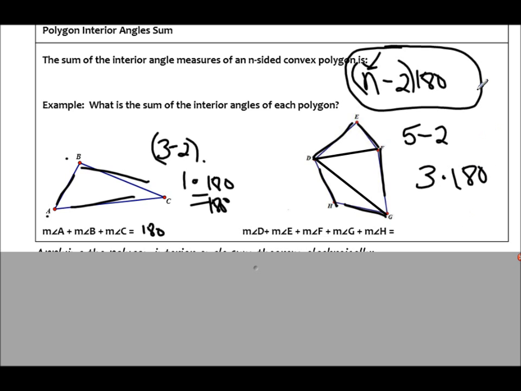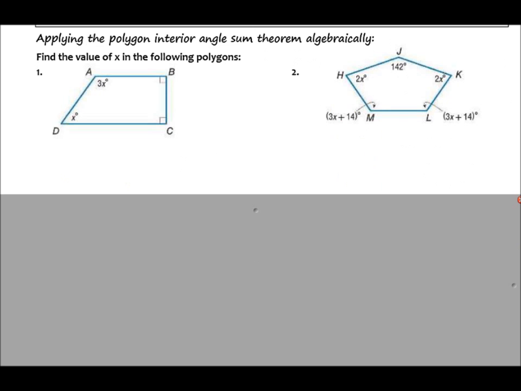So 3 times 180 is going to give me 540 degrees. Okay, now we're going to have to apply that theorem algebraically. It's just like a triangle. When you had the interior angles labeled in a triangle, we always took the 3 angles, we added them together, and we set them equal to 180 degrees.